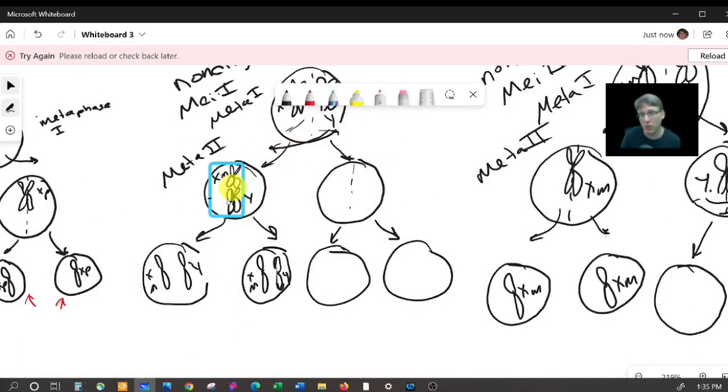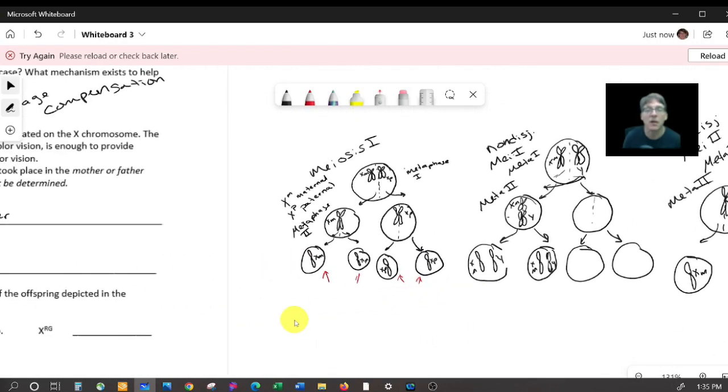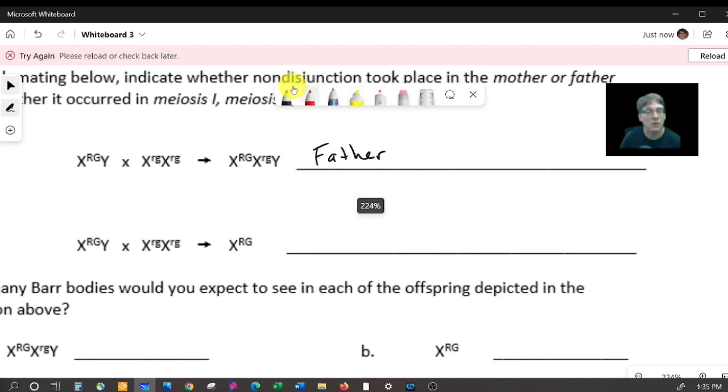Okay, but we only have 1 X chromosome that's paternal in origin, and so it must be meiosis 1, in which case the father failed to separate homologous pairs, the X and the Y, and then meiosis 2 resulted in 2 gametes, one with an X, one with a Y. Okay, so that's how we would go about answering that question.